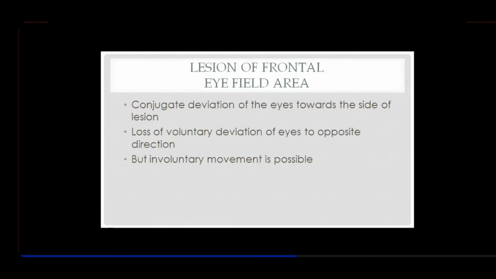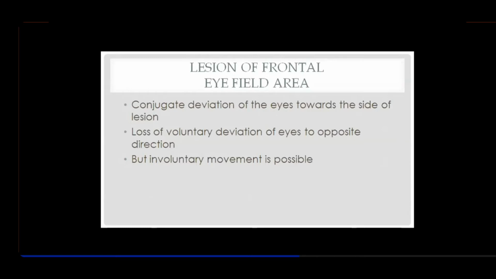Now the lesion of the frontal eye field area. Frontal eye field area is area number 6. No, the frontal eye field area is actually the posterior portion of the middle frontal gyrus, including both area number 6 and 8 reaching down to that. And I told you this area was controlling the conjugate movements of the eyes. If this area gets stimulated, it causes the conjugate movement of the eyes to the opposite direction. That is what it was functioning as. Now, if this area is under lesion, what will happen? The conjugate deviation of the eyes will move towards the side of the lesion.